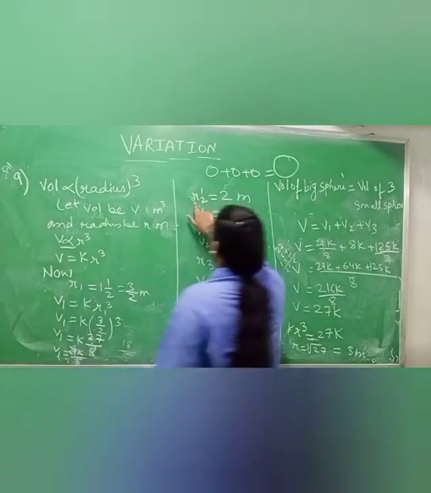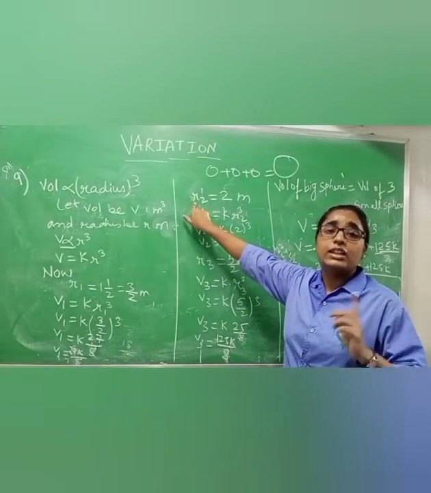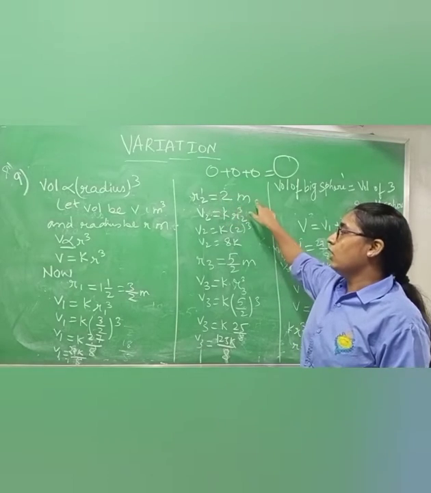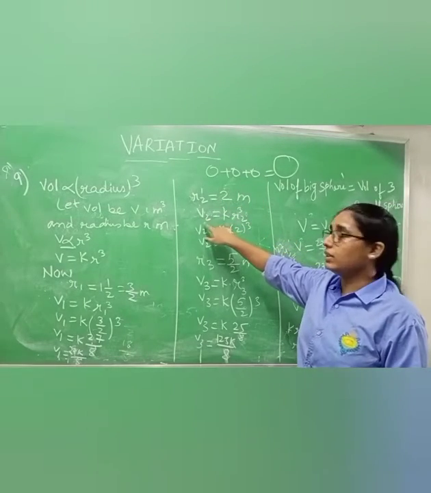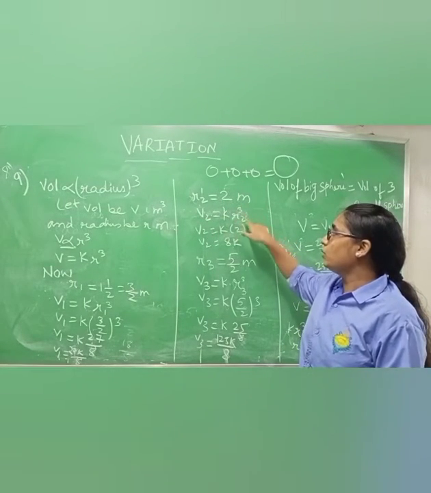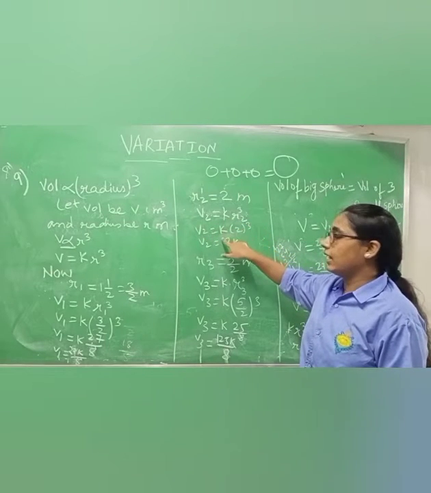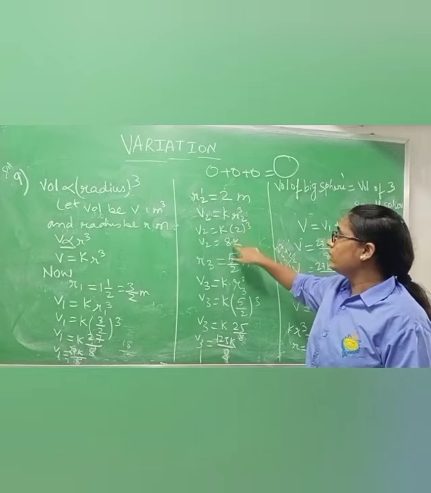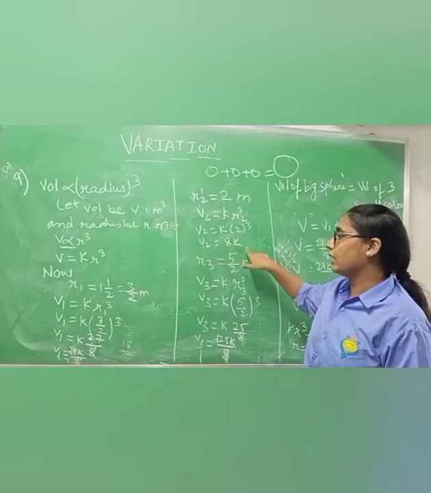Now r2 means the radius of the second small sphere. The radius of the second small sphere is how much? 2 meter. The volume will be V2. V2 equals k r2 cube. Now I am writing k, and in place of r, what I will write is 2. So 2 cube will be 8. So V2 I am getting is 8k.